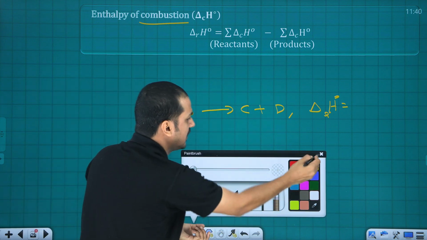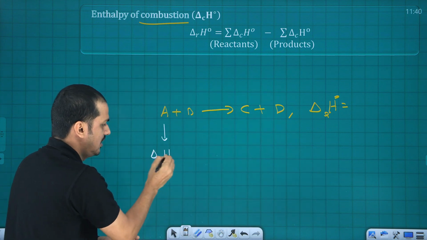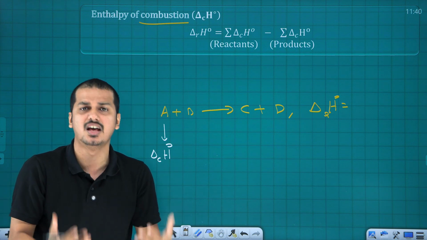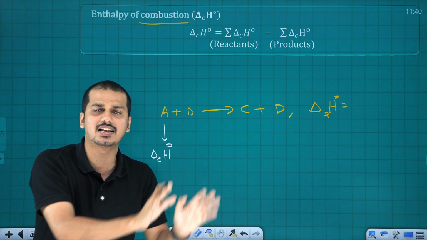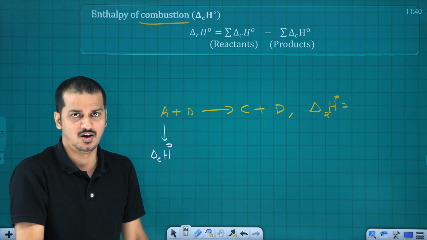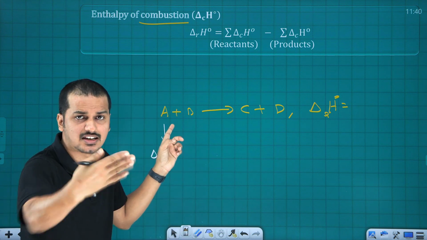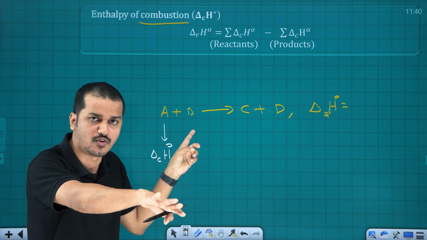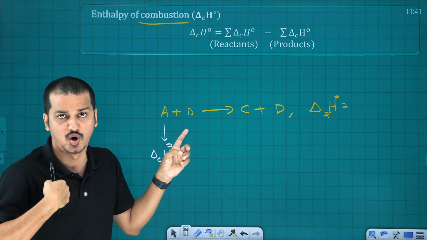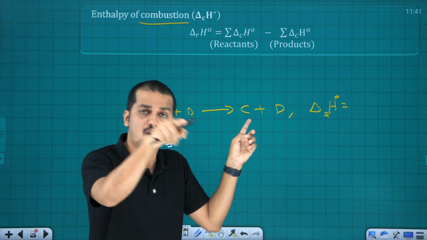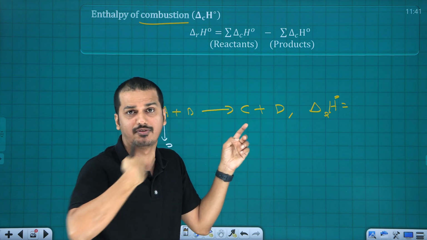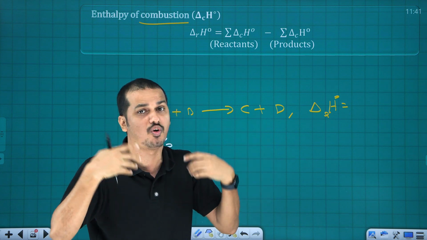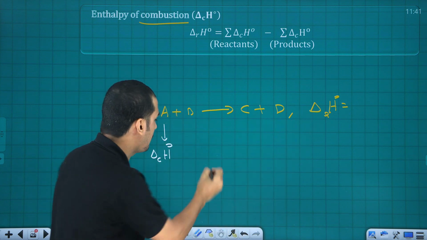That time, if they are giving the enthalpy of combustion of A, what is enthalpy of combustion? It is the amount of heat energy released when 1 mole of a compound completely reacts with enough amount of oxygen. Whenever A is reacting with oxygen, how much heat energy is releasing, that we know. Whenever B is reacting with enough oxygen, we know how much heat is released. Similarly for C and D. Then I can find out the enthalpy of reaction.